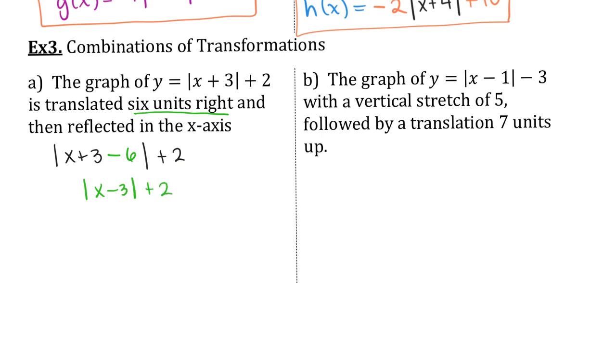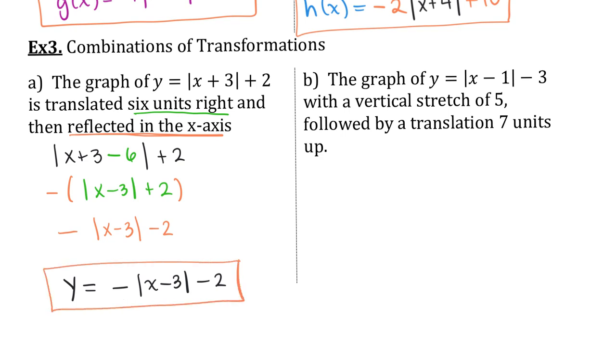Okay, then what do they want me to do? Then they want me to reflect it in the x-axis. So now I'm going to flip it. I moved it, now I flip it. So now I'm going to multiply the entire thing by a negative. Okay, and now I've gotten to my resultant equation. It didn't tell me what to label it. I can call it y equals, I can call it f of x equals. Okay, and then that's my final equation.